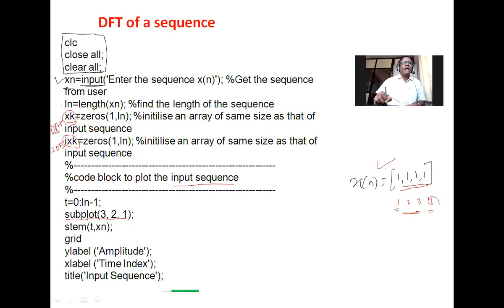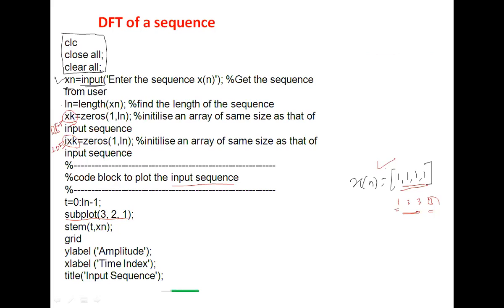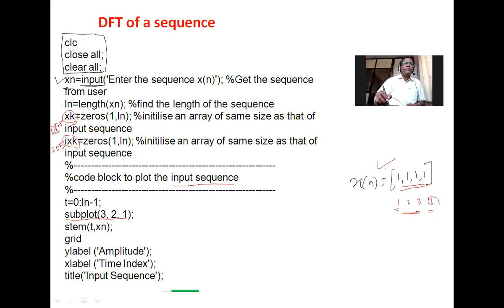मतलब मुझे अभी यहाँ पे 3 फिगर प्लॉट करना है. एक इनपुट फिगर, एक DFT वाला, देन एक IDFT वाला, right? So that means here again we are calculating the value t equals to 0 to ln minus 1. Then again we are plotting the sequence stem t comma xn. मतलब we are plotting here input n.